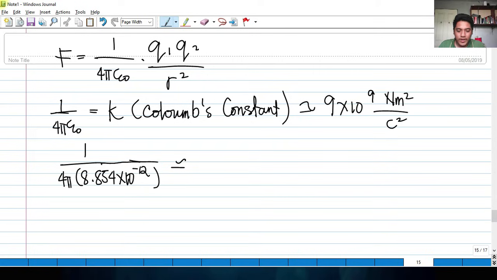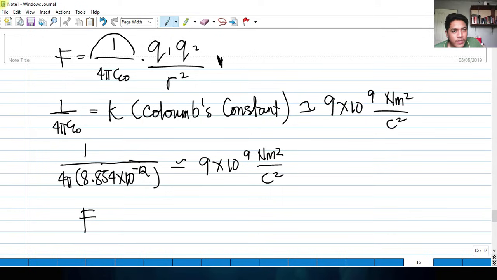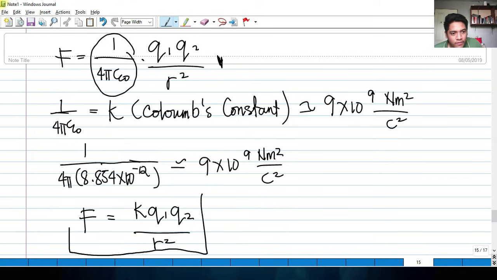Okay, 1 over 4 pi epsilon sub 0, shift constant 32. That is equivalent to 8.98 times 10 raised to 9, or approximately 9 times 10 raised to 9 Newton meter squared per Coulomb squared. So our formula will be changed to this: the force is equal to Coulomb's constant K times Q1 Q2 over R squared. This will now be our formula for the force between two charges.